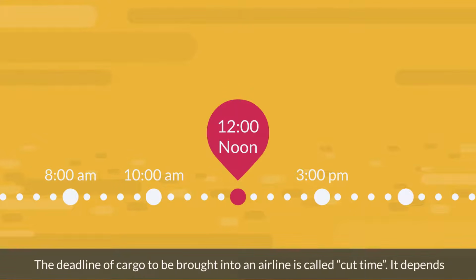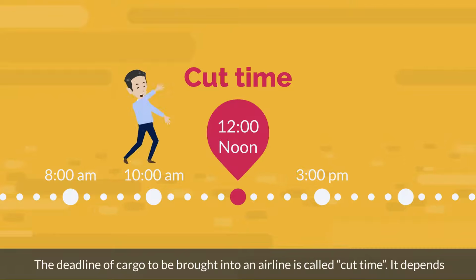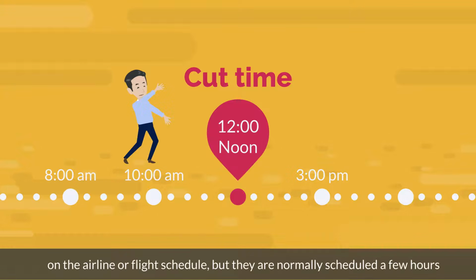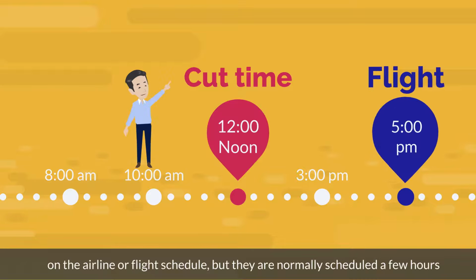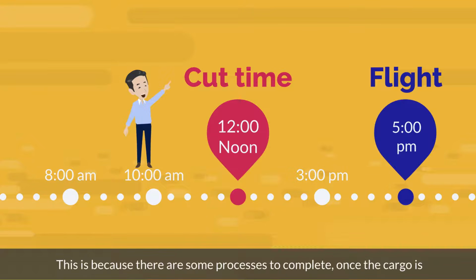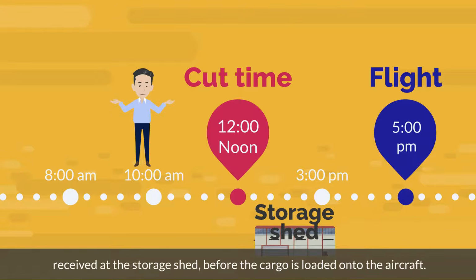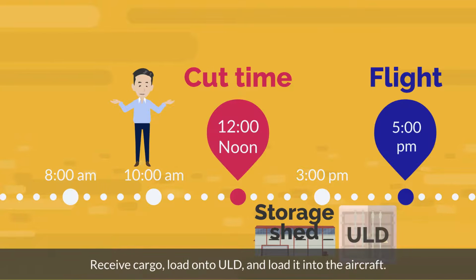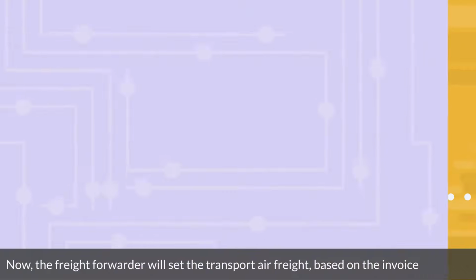The deadline of cargo to be brought into an airline is called cut time. It depends on the airline or flight schedule, but they are normally scheduled a few hours before the flight departure. This is because there are some processes to complete once the cargo is received at the storage shed, before the cargo is loaded onto the aircraft. Receive cargo, load onto ULD, and load it into the aircraft.